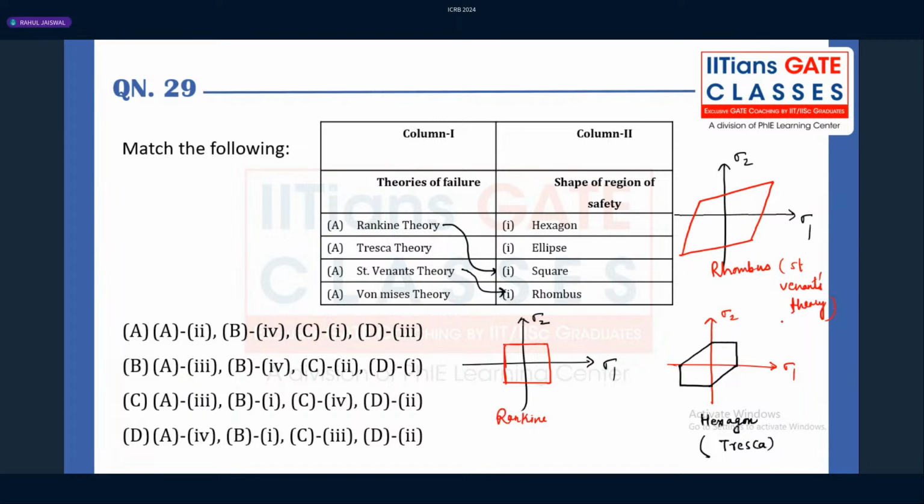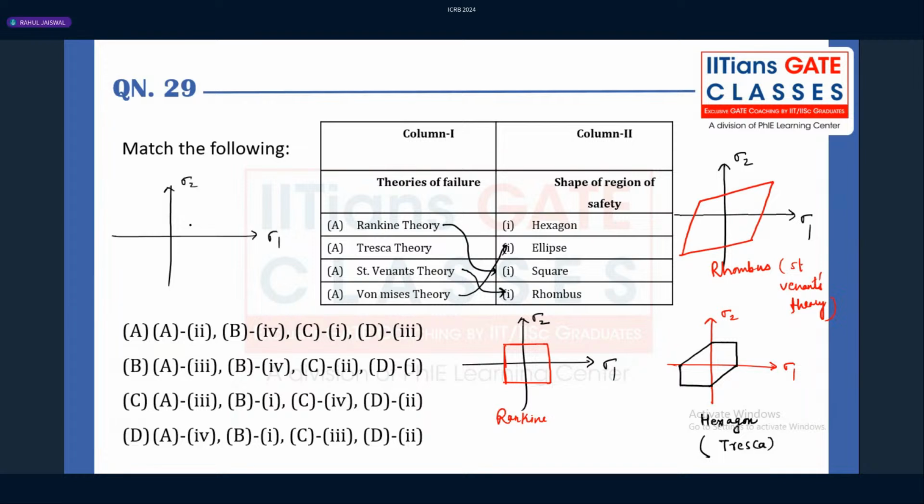Center variance theory. What about next, guys? Von Mises theory. Von Mises theory, guys. If you see the von Mises theory, you are going to get what, guys? You are going to get an ellipse. We try to plot the von Mises theory, which is nothing but maximum distortion energy theory.